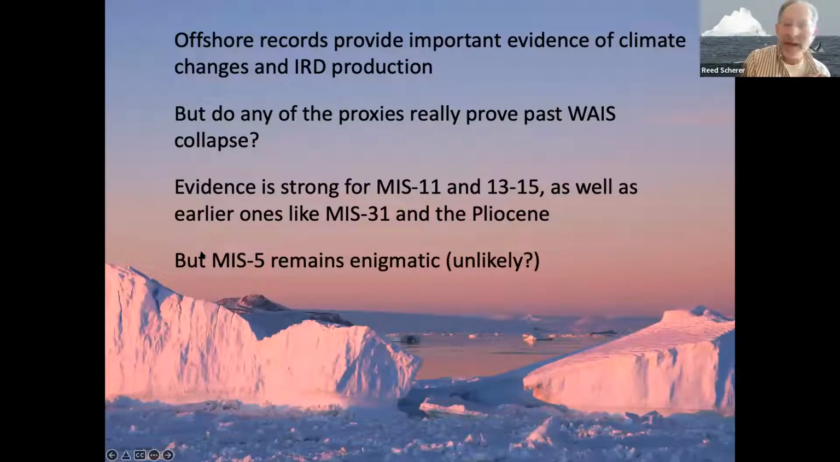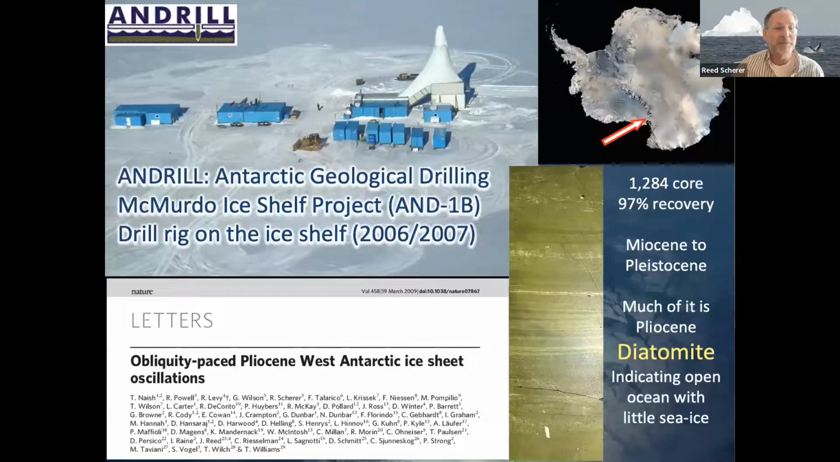Okay, so the offshore records provide us with really nice evidence for climate change and for ice rafting production, but unequivocally tying those to WAIS collapse is still a little bit unclear. Certainly, we've got very strong evidence for MIS 11 and 13 to 15 and earlier ones like marine isotope stage 31 in the Pleistocene, but I was still left with the nagging question that led me to try to test Mercer's hypothesis back in the day. So let's take a different approach to this.